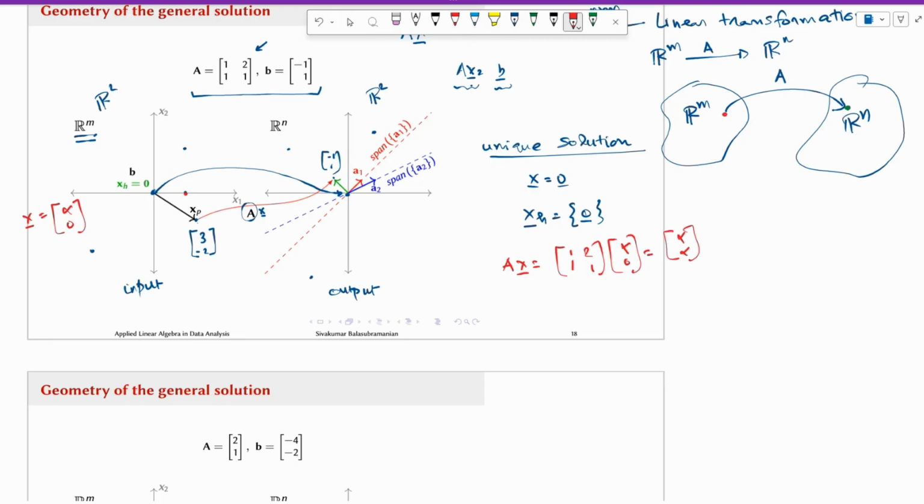where do they get mapped to? Here. They'll get mapped to points along here. So this line gets mapped to this line. And if I choose something here, that will get mapped to a point along this line. Okay.